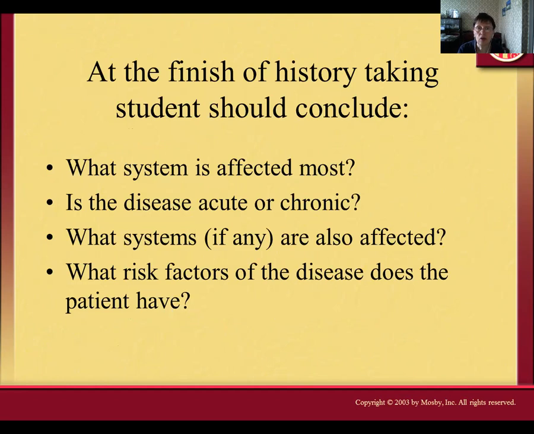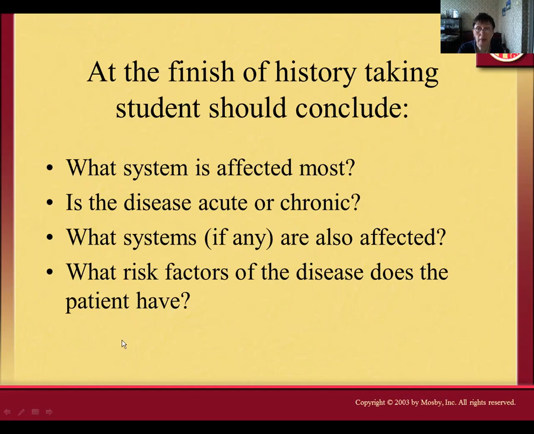At the finish of history taking, students should conclude. So what conclusions may be? First of all, what system is affected most? This may be the conclusion from chief complaint part. Then, is the disease acute or chronic? This is the result of the history of present illness. Then, what systems, if any, are also affected? This is the conclusion from the systems review.